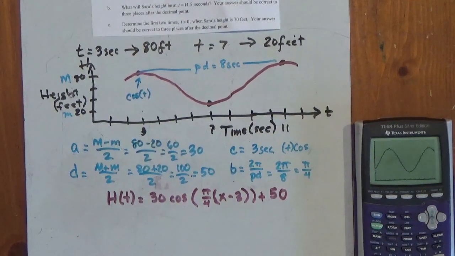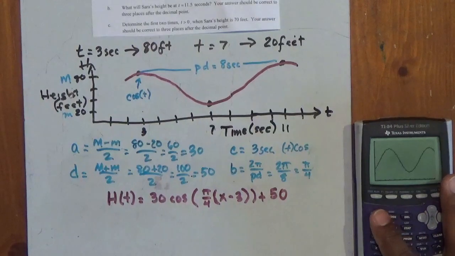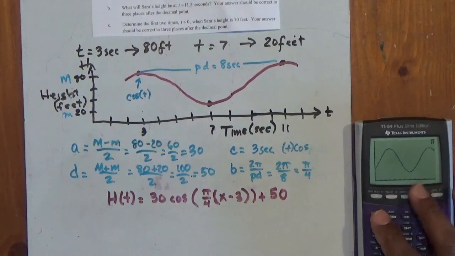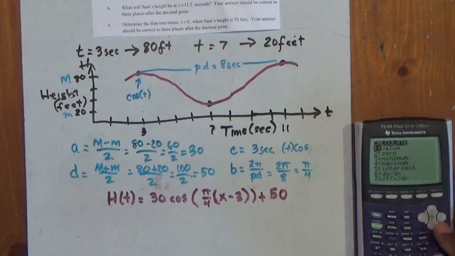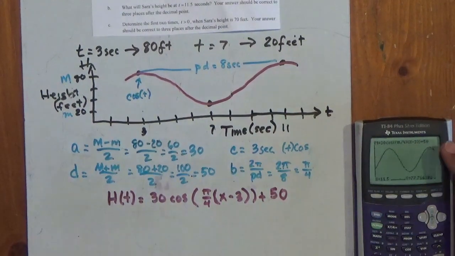Question B says, what will Sarah's height be at 11.5 seconds? The easiest way to do this, I mean, you could plug 11.5 into the equation, but we put it in the graphing calculator. So we're going to go to second, calc, value. And you're going to say, what happens to the height when x is equal to 11.5? And it gives it to us right there at 11.5.